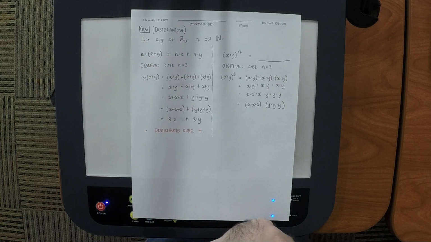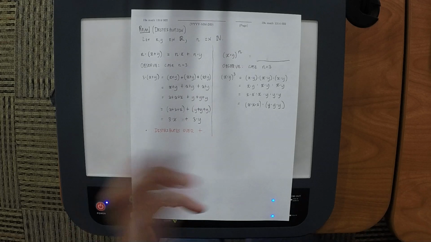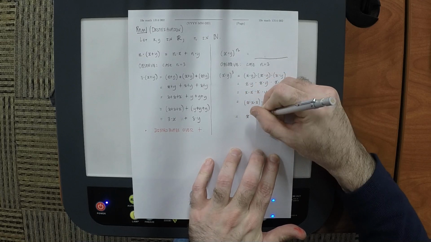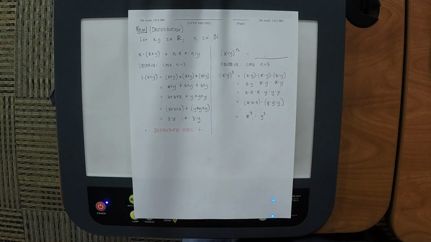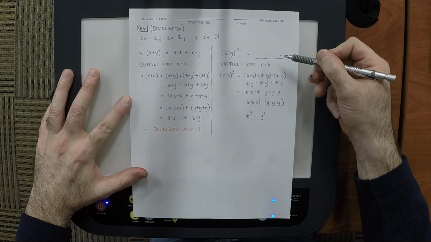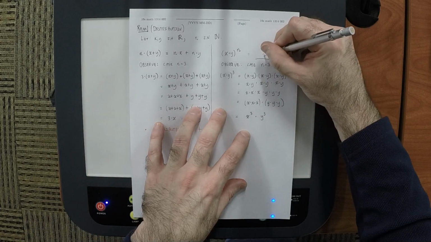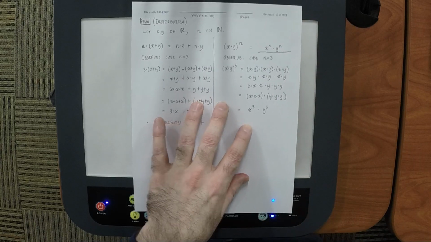And then, wouldn't it be convenient if there was some shorter way to write x, x, x? Oh, there is, right? So then this is x cubed multiplied by y cubed. So, that being the case, what is the answer? Right. x to the n multiplied by y to the n.